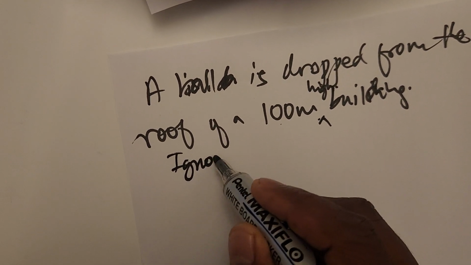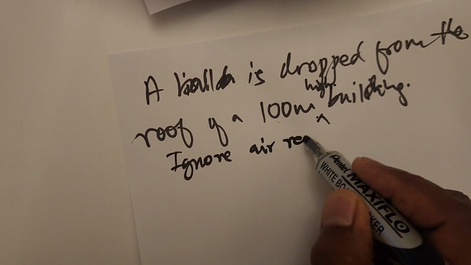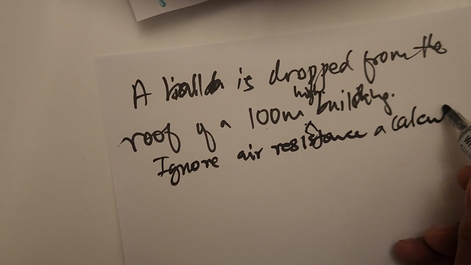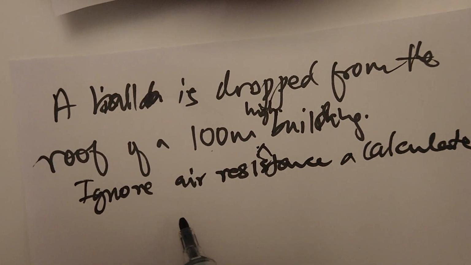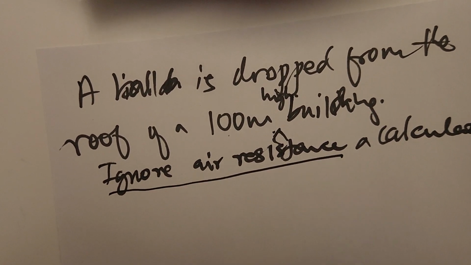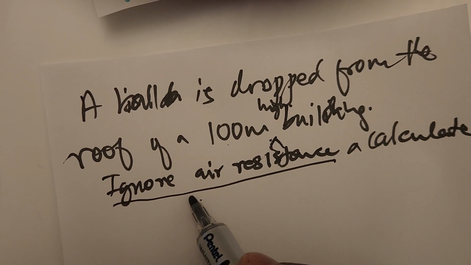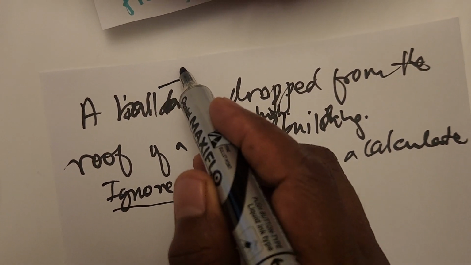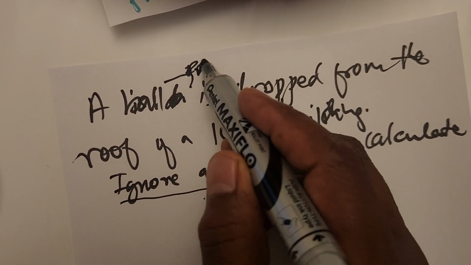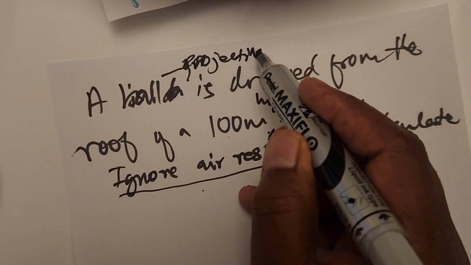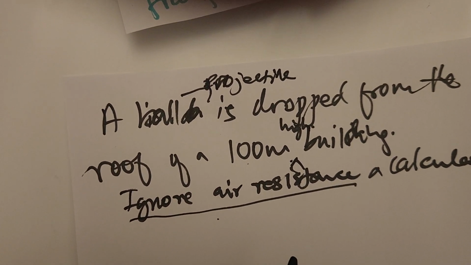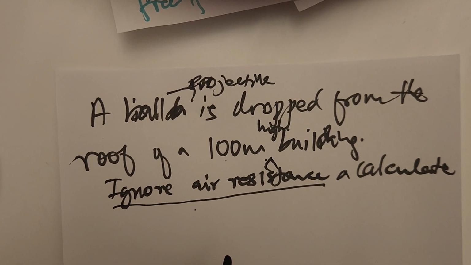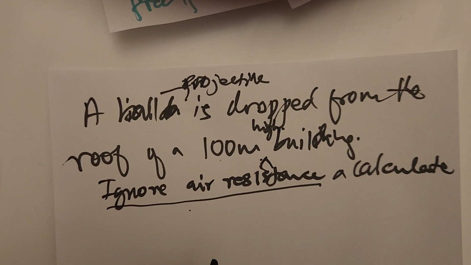Ignore air resistance and calculate. Now the moment we ignore air resistance, you can underline that one. Therefore it means that now that ball becomes what? A projectile. This ball will be a projectile now. Projectile, I mean that it is accelerated 9.8 meters per second squared downwards. Now they say calculate the velocity of the ball when it hits the ground.